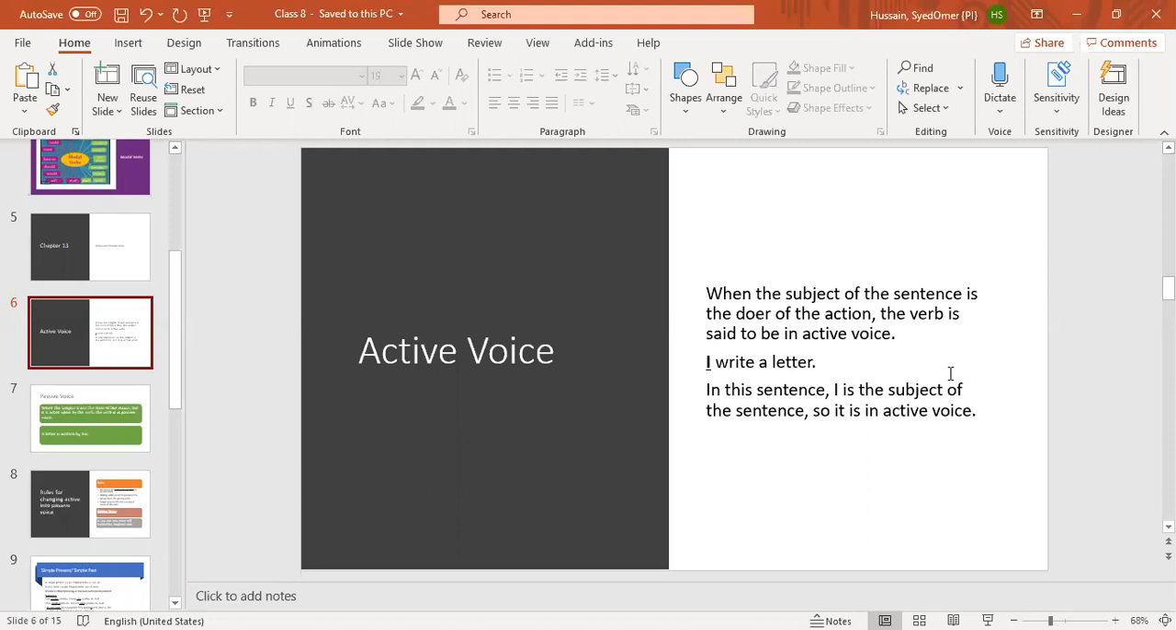I paint the doors. The peon rings the bell. All these sentences are in active voice because the subject is doing the action. Okay, please note down this definition quickly.